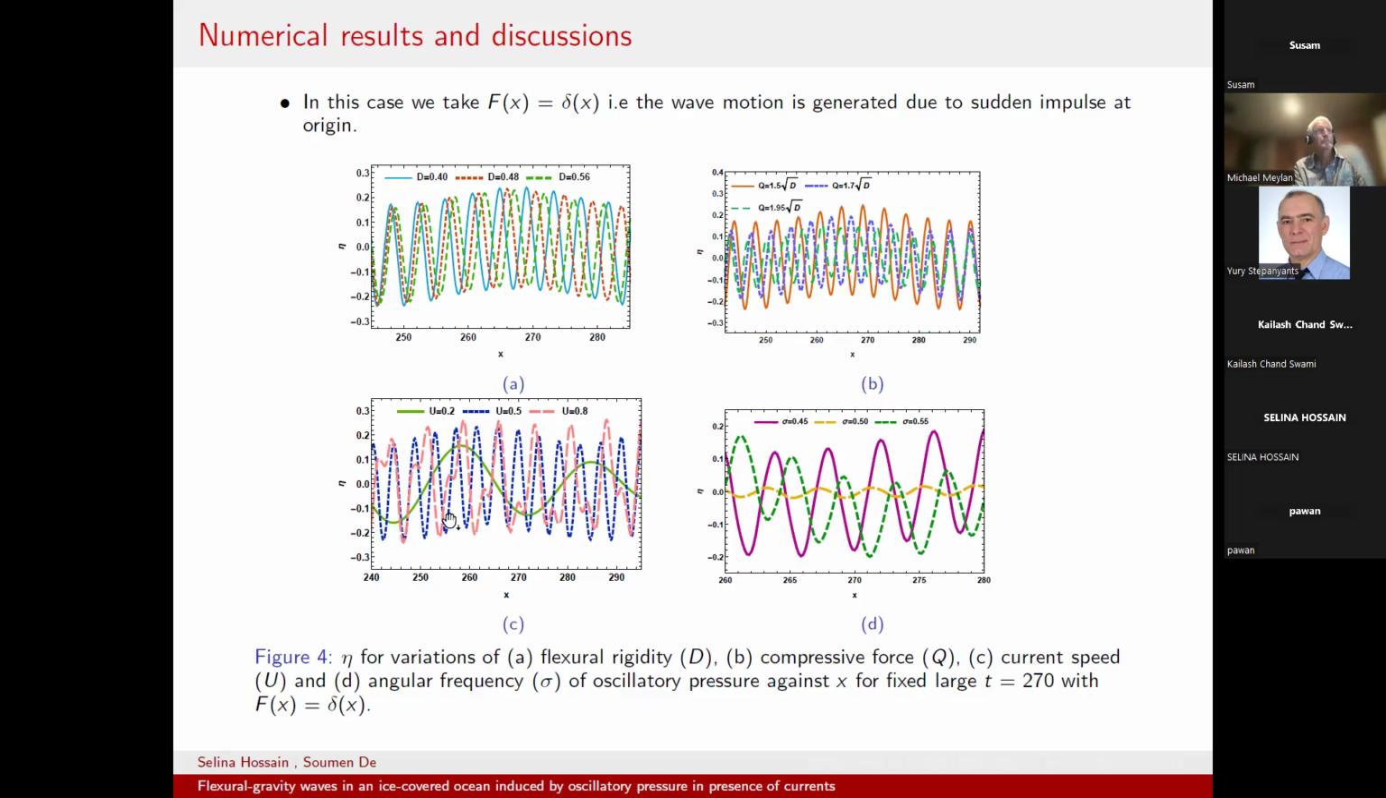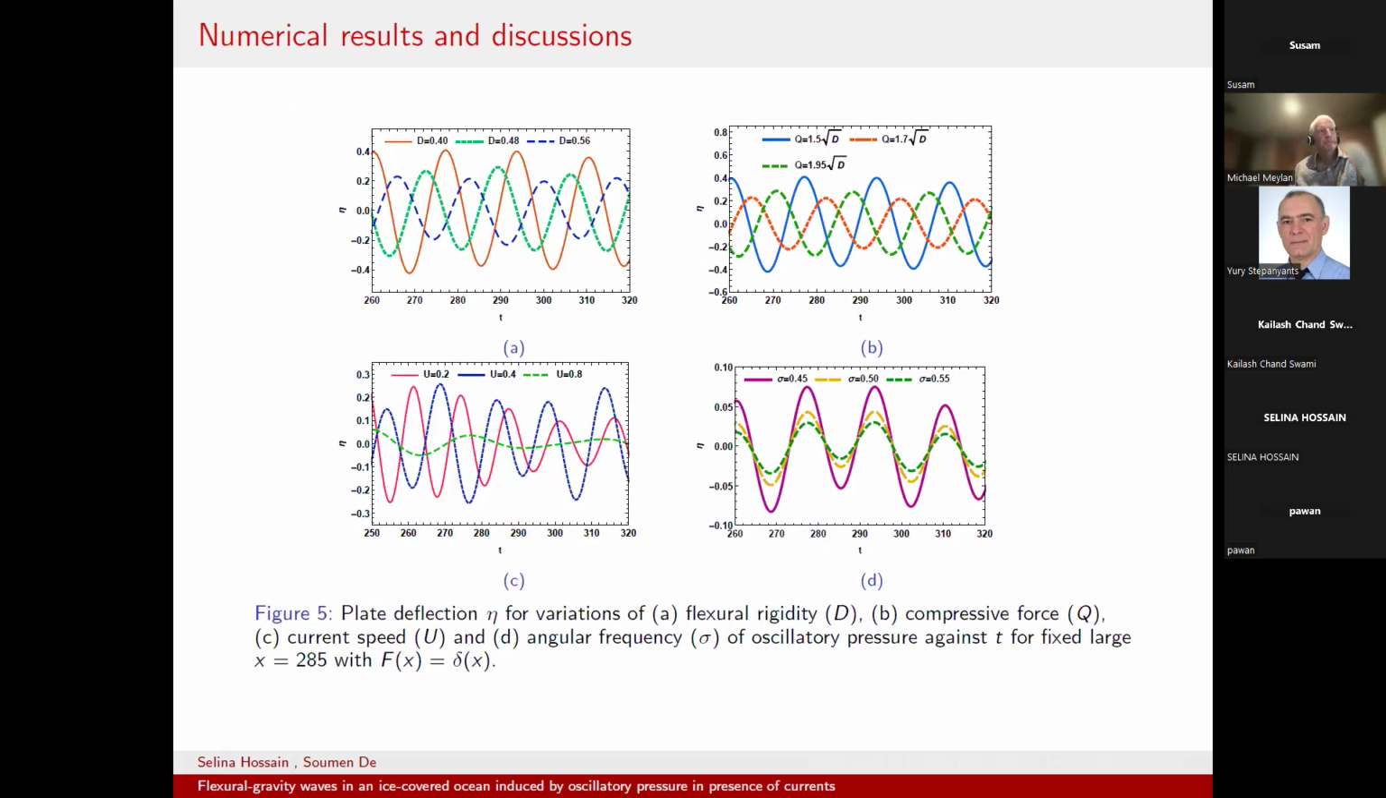In figure 4c, we can see that as the current speed u increases, the amplitude of eta changes. Also, for higher values of u, the oscillatory nature of the plate deflection increases. Figure 4d shows that whenever the angular frequency of the oscillatory pressure varies, the ice-covered surface deflects significantly.